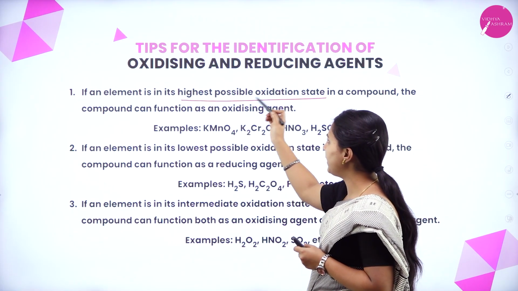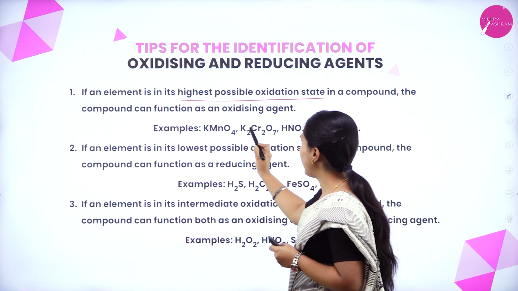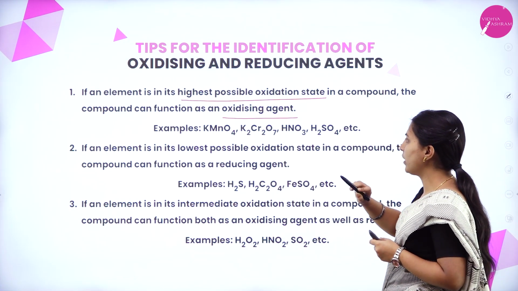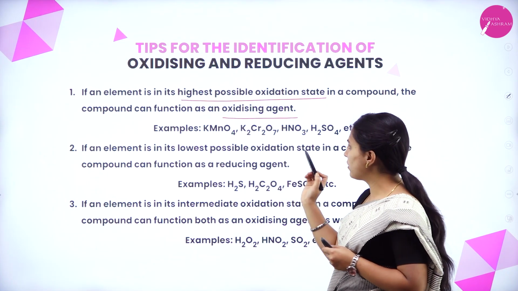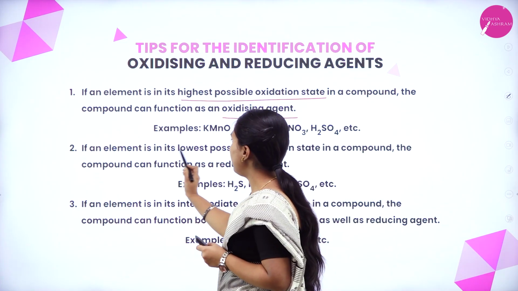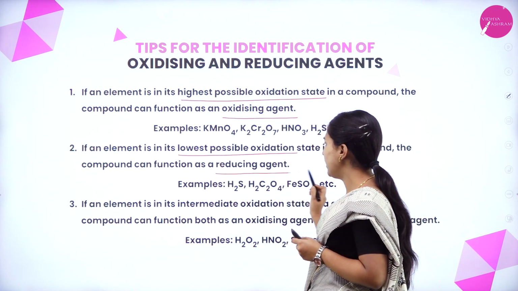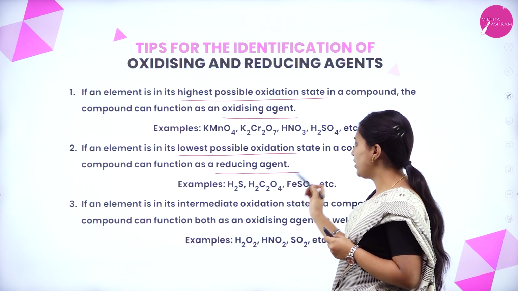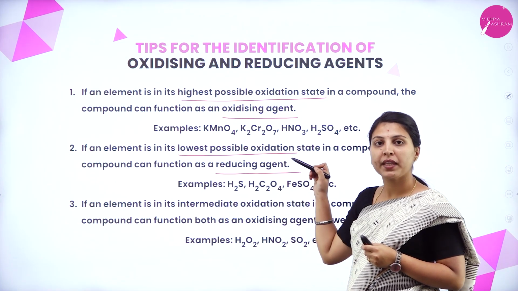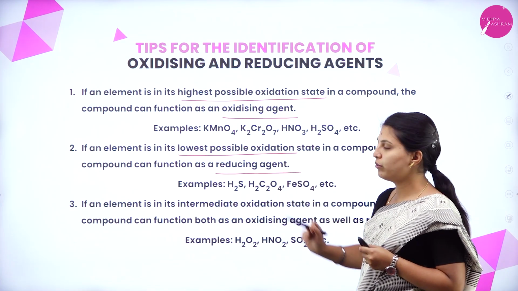Any element, if it is containing the highest possible oxidation state, that element of a compound can act as an oxidizing agent. KMnO4, K2Cr2O7, HNO3, H2SO4, etc. Here the oxidation states will be higher: +7, +5, again +5, like this. If an element is in its lowest possible oxidation state in a compound, the compound can function as a reducing agent, like H2S, H2C2O4 (oxalic acid), ferrous sulfate, etc. Here the oxidation number will be less, that's why it is considered the lowest possible oxidation number, so a reducing agent.